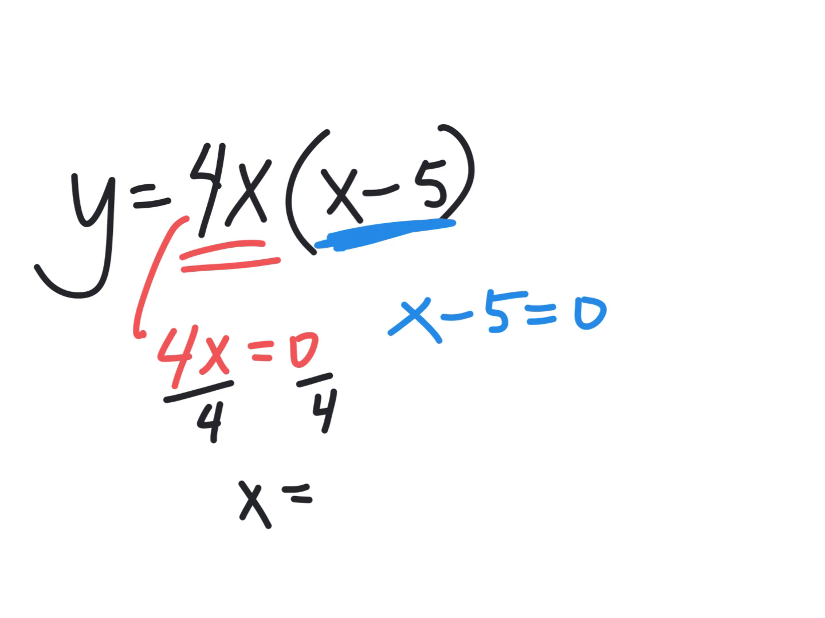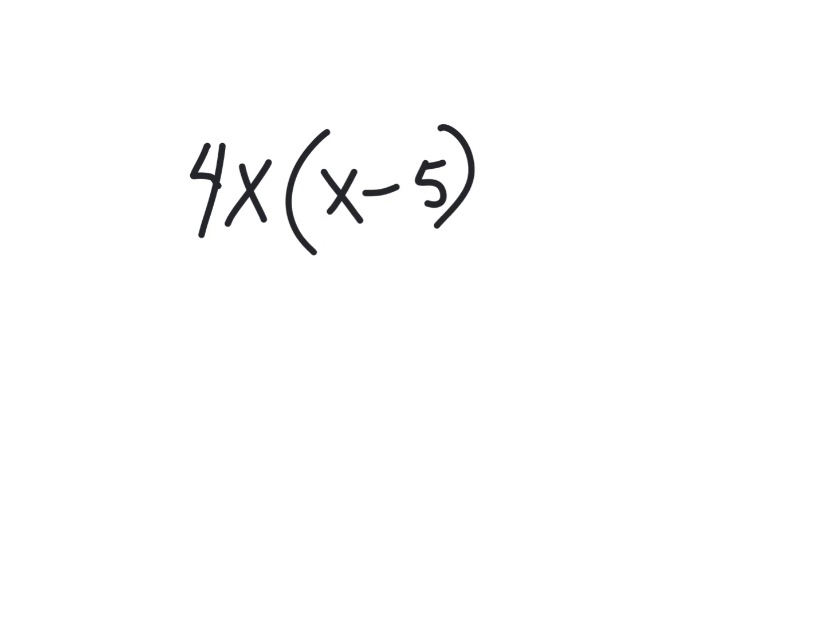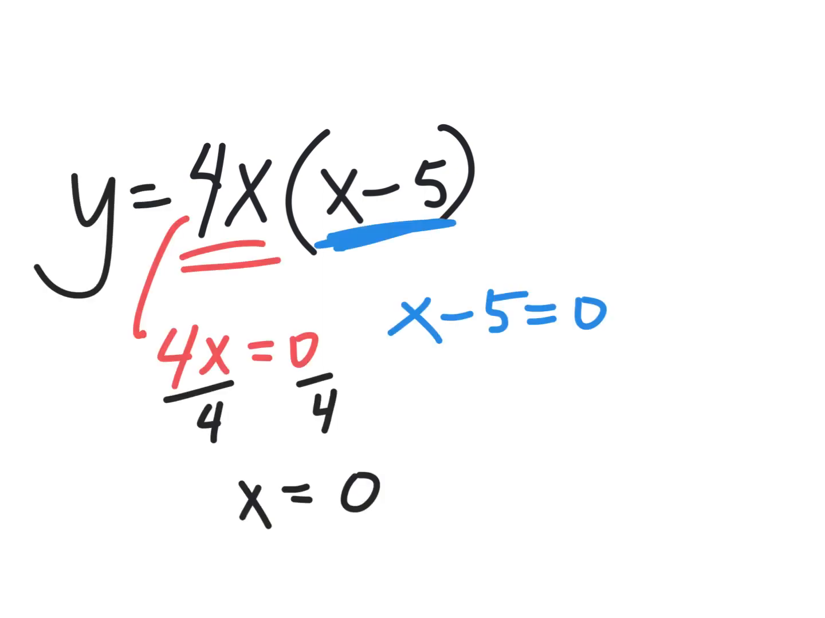0 divided by 4, which is 0. It's totally okay to have 0. Can I divide by 0? No, it's not a real thing. Can't divide something by 0.